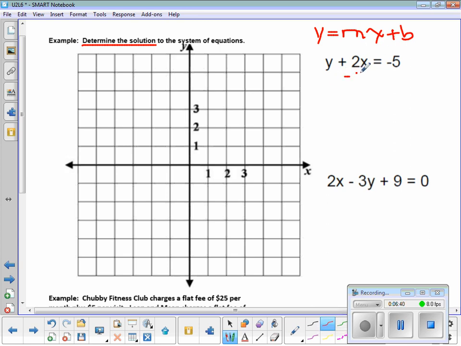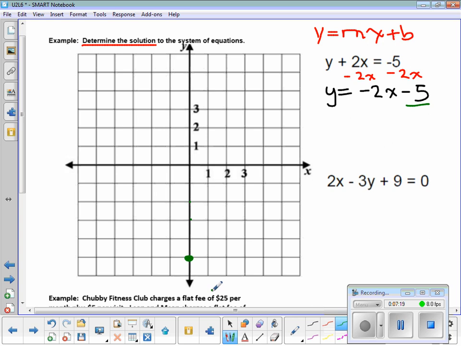I'm going to subtract 2x from both sides. And by doing that, I end up with y equals, the 2x's are gone, negative 2x minus 5. So when I go to graph this one, and I'll graph it in green, I know that it starts at negative 5, so 1, 2, 3, 4, 5. So there's that point. And then it goes down to over 1 because it's negative 2 over 1.